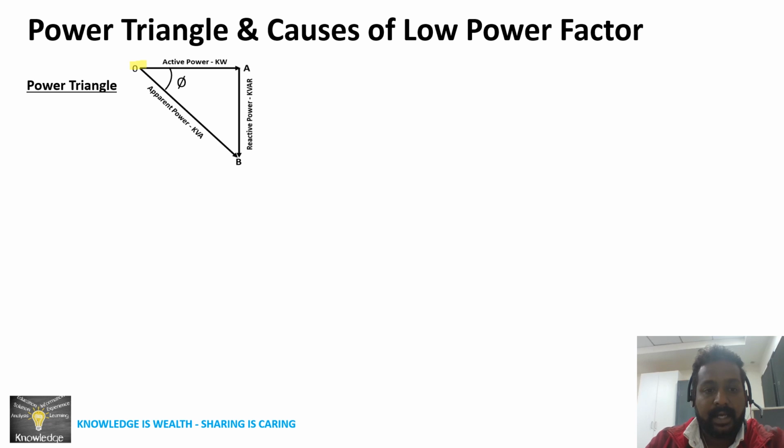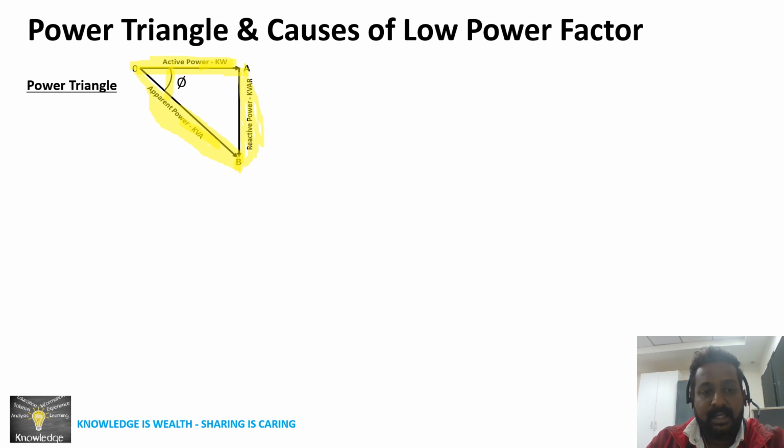In this, active power is kilowatt, and that is OA, from O to A, and the reactive component is A to B, that is kVAR. And our capacity, apparent power, is kVA, here OB. This is called the power triangle. The phase angle between kilowatt and kVA is phi, and cos phi is the power factor. That is why power factor is equal to kilowatt by kVA.